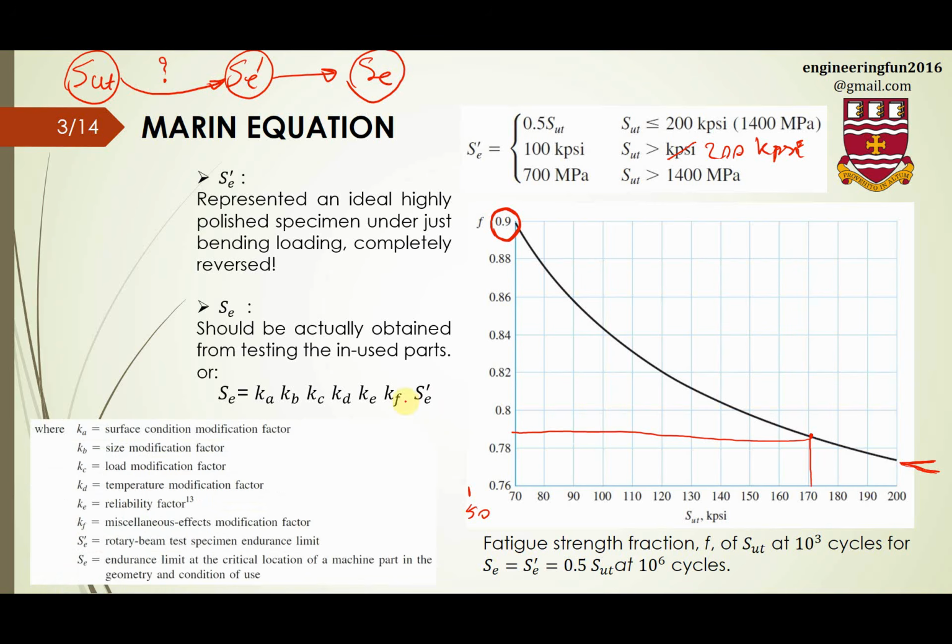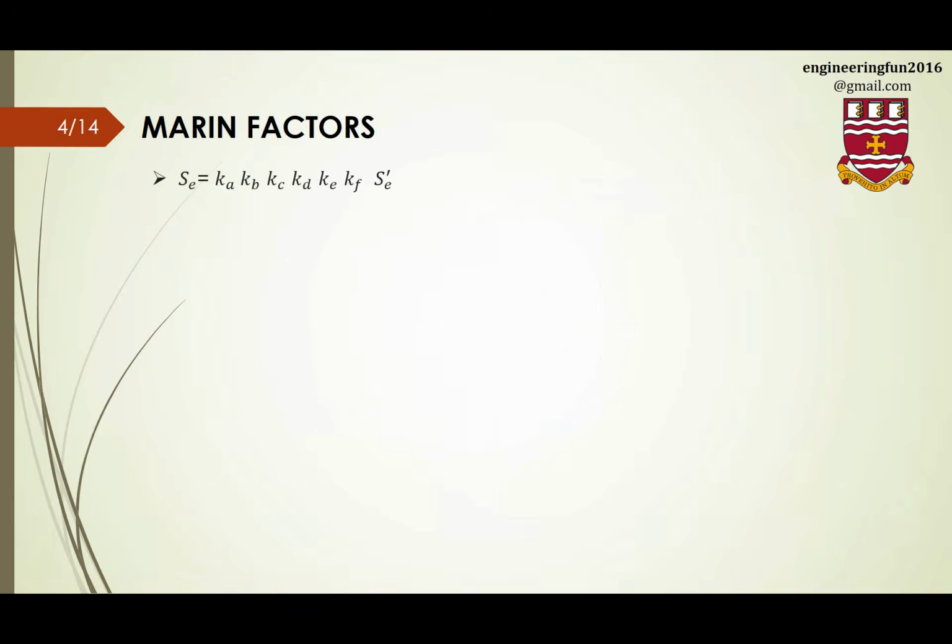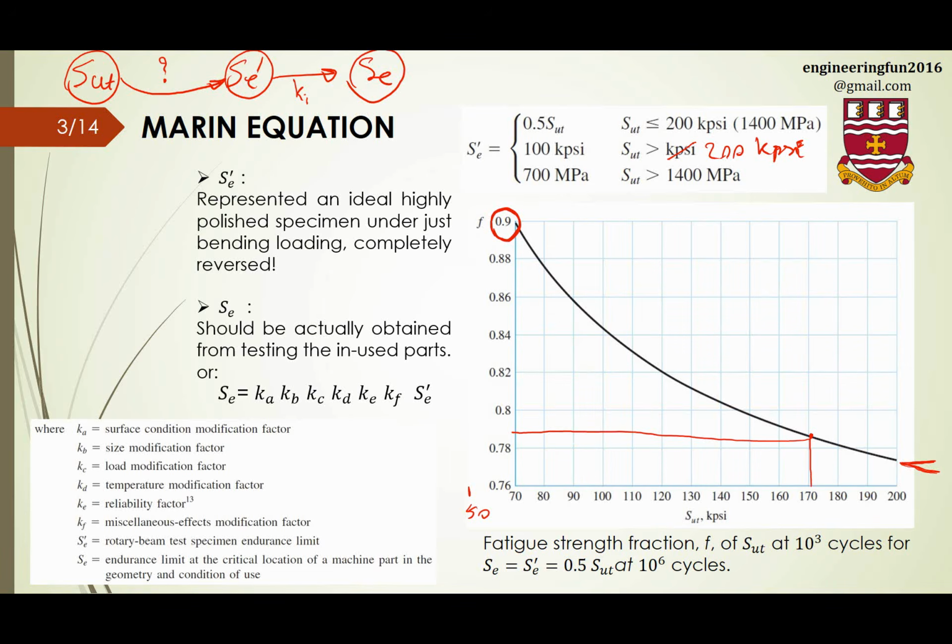So we know about this Se prime. In order to find this Se, there are some factors, small k, and that's not capital K, small k. Capital K is used for stress concentration, and we're going to see that in the future. Ka is the surface condition modification factor.